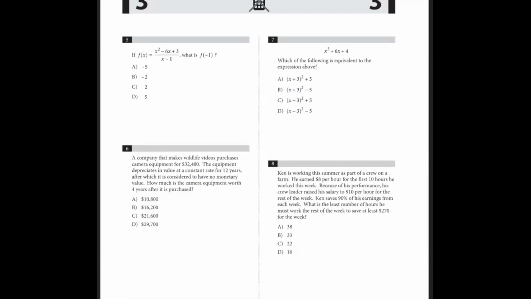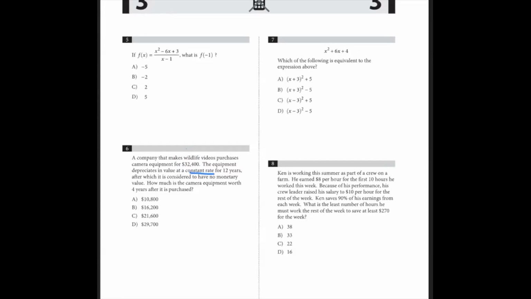So it says, a company that makes wildlife videos purchases camera equipment for $32,400. The equipment depreciates in value at a constant rate for 12 years, after which it is considered to have no monetary value. So basically what it's telling you is that after 12 years, this value of 32,400 is going to be 0. So that's important. That means that it's decreasing at a constant rate each year, and constant rate is a very key word, an important keyword in this problem.